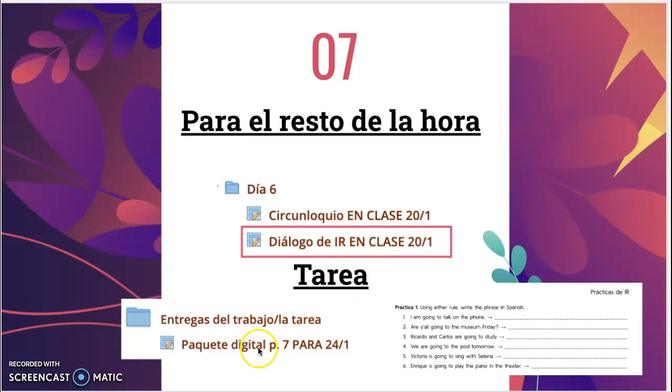If you finish that and you want to get started on your tarea, remember the paquete digital is already in Notability. It's already downloaded. If for some reason you can't find it, it's on Schoology. In the Lesson 4 folder, it says paquete digital. And there you're going to do page 7. It should look like this. It says Prácticas de Ir at the top. It's going to practice both of the things you just took notes on. This video will also be posted on Schoology in the event you need to revisit it.